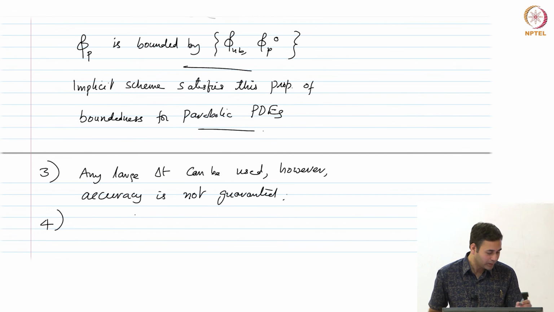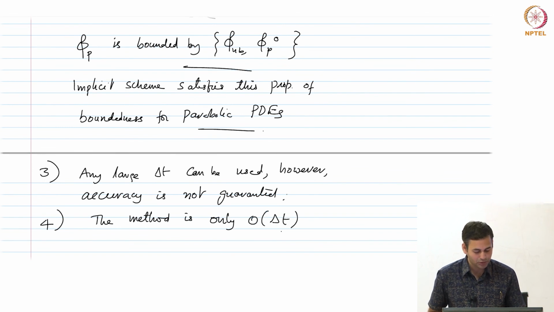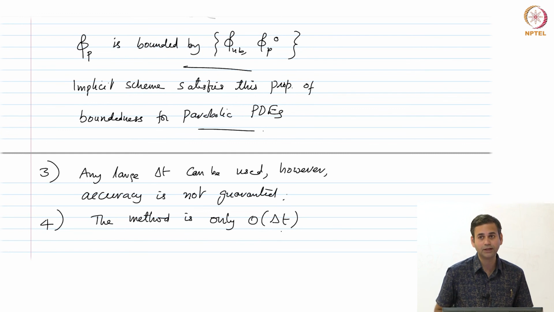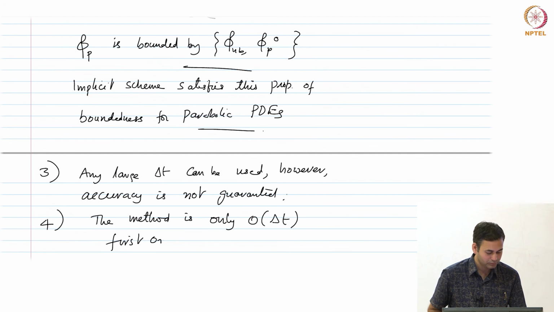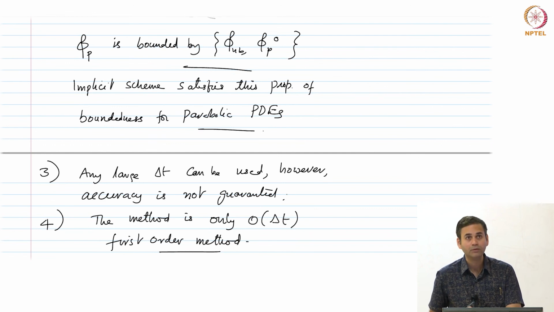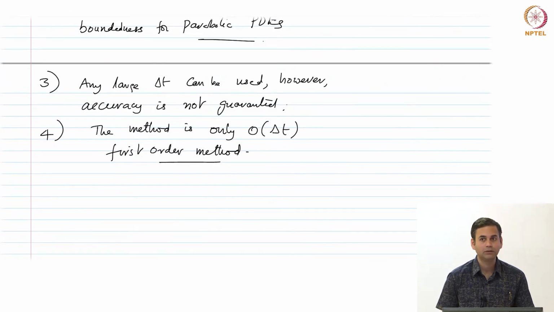Of course, we also will prove later that the method is only order delta t. So, if you reduce delta t by half, the error only goes down by half, it is only a first order method. So, as a result you use the implicit method, but not to a large extent, because we have another method that we will discuss tomorrow, the Crank-Nicholson method, which is a combination of these two.